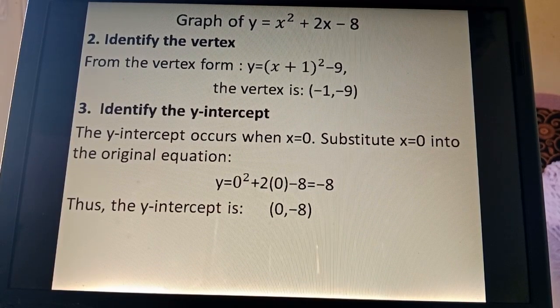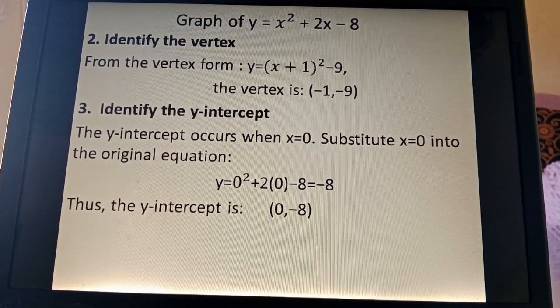Number 2, identify the vertex. From the vertex form, y equals (x plus 1) squared minus 9, the vertex is negative 1, negative 9, which I will explain very soon.